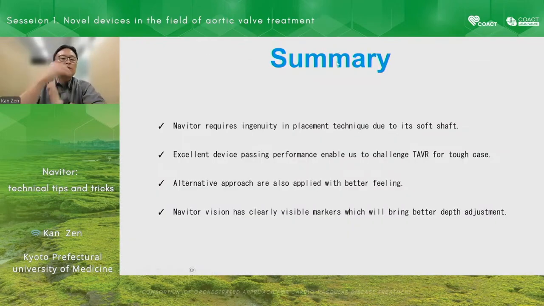As a summary, TAVR requires using personal technique to reach excellent device passing performance. Alternative approaches such as subclavian are also applied with better feeling. Navitor Vision, the latest model, has clearly developed to effectively allow better depth adjustment. Thank you for your attention.